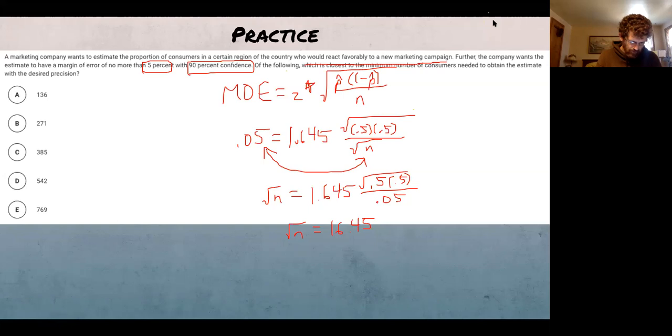So when we square it, we get n equals 270.6025. No matter what decimal we get for sample size, we always round up. So that could be 270.001, and we'd still round up to 271.